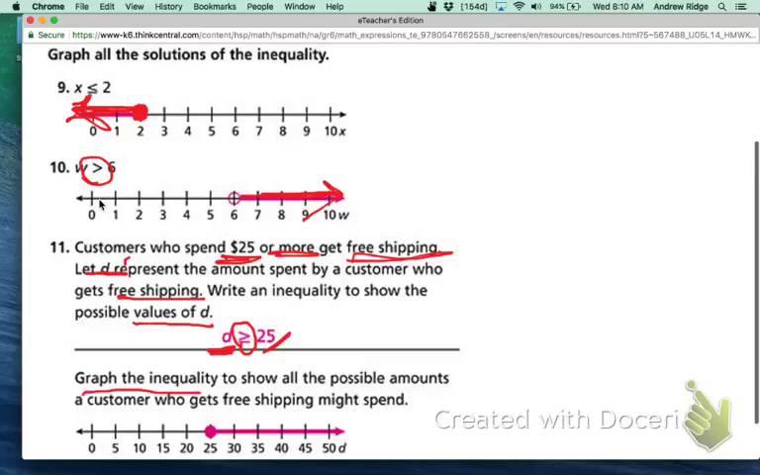So then here we want to graph the inequality to show all the possible amounts a customer who gets free shipping might spend, right? So that gives us a number line. They go by 5s for efficiency's sake: 0, 5, 10, 15, 20, 25. And again, because it's 25 or more, including 25, you have to make that solid because 25 is a possibility, and then all the numbers above it on the number line.